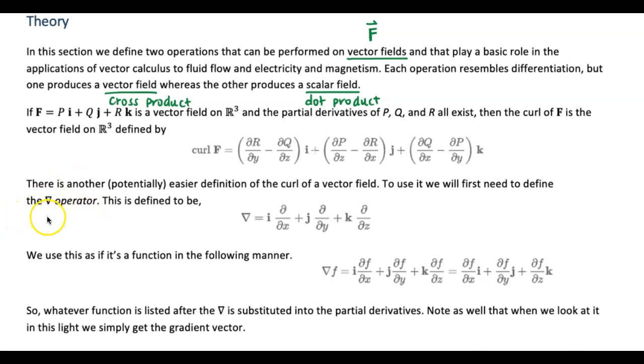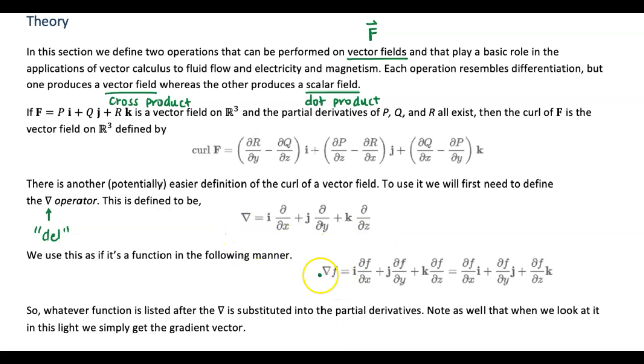But first, let's talk a little bit about this del operator. Now, when we've seen this operator before, we've thought immediately gradient. But now we're going to call this del. And this del operator is just saying that what we're doing is taking the partial derivative with respect to x of the i component, the partial derivative with respect to y of the j component, and the partial derivative with respect to z of the k component. So essentially, we're just taking each of these components' respective partial derivative.